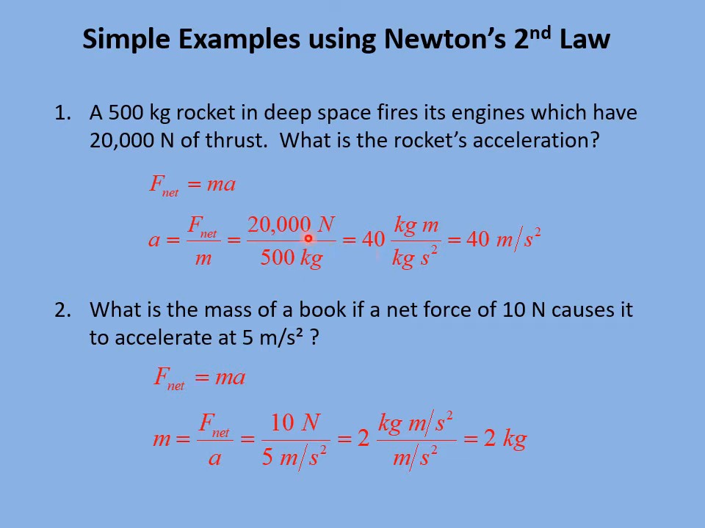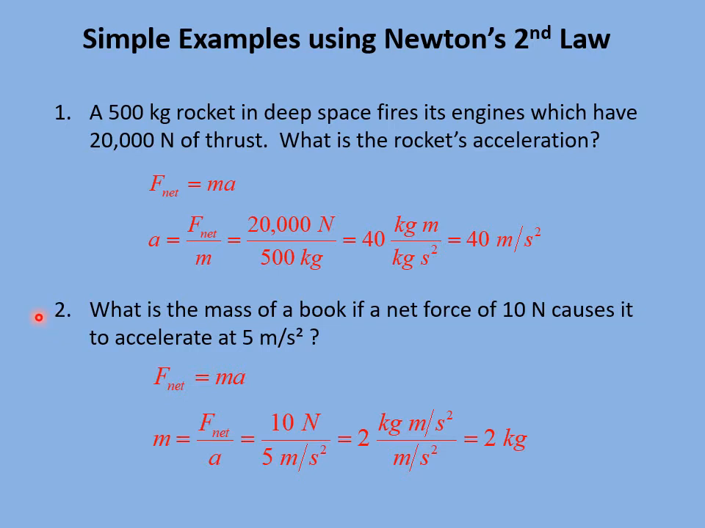Notice that the force, we always want to make sure it's in units of newtons, and we want to make sure the mass is always in units of kilograms. Whenever we do that, we'll always come up with the proper units for our answer. So 20,000 divided by 500 is 40. And you can see the kilograms cancel out here, and we end up with meters per second squared, which are, of course, the correct units for acceleration.